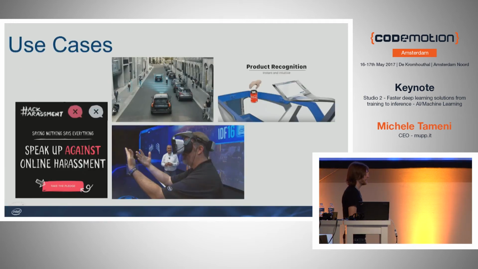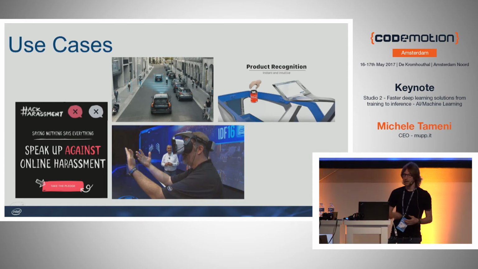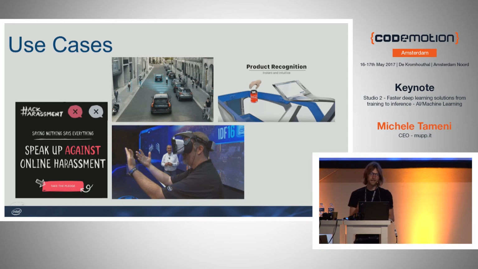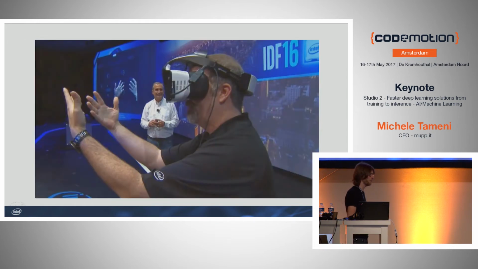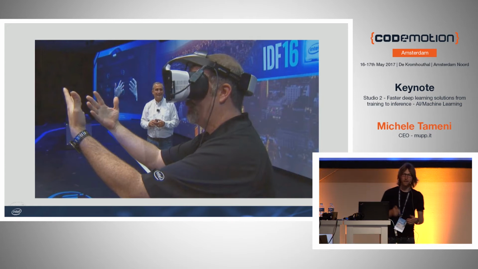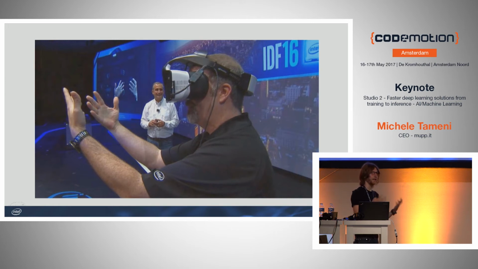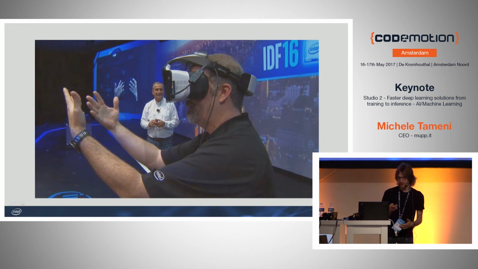But what's the use case for this toolkit? I think that you can use this toolkit for every field where deep learning is meaningful. So for autonomous cars, as I said, product recognition, gesture recognition, text recognition, for example. Intel, at the last year IDF, showed off a headset that's called the Project Alloy. And it used this toolkit to do hand gesture recognition, because you drive the headset with your gestures, and it will show you in VR your hands. So it reproduces your hands in VR.